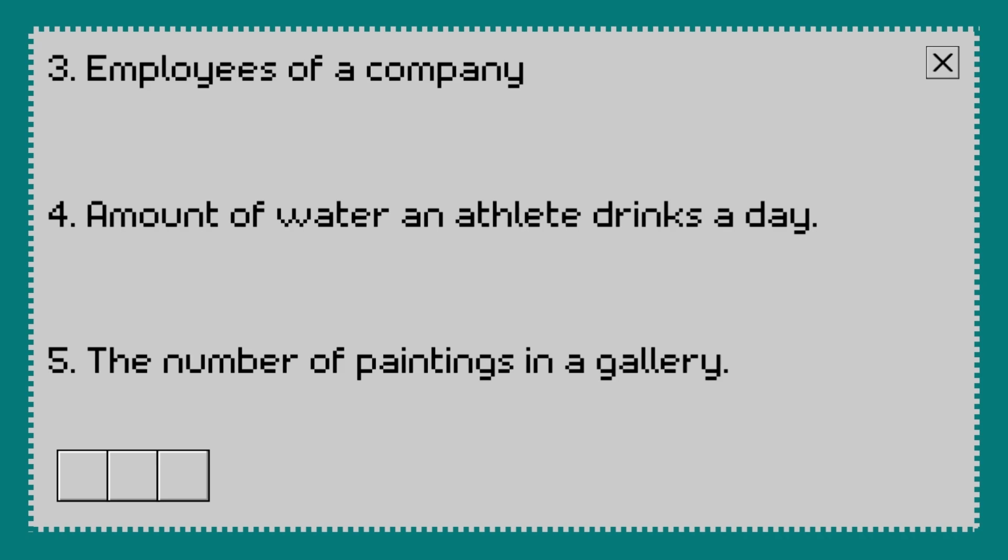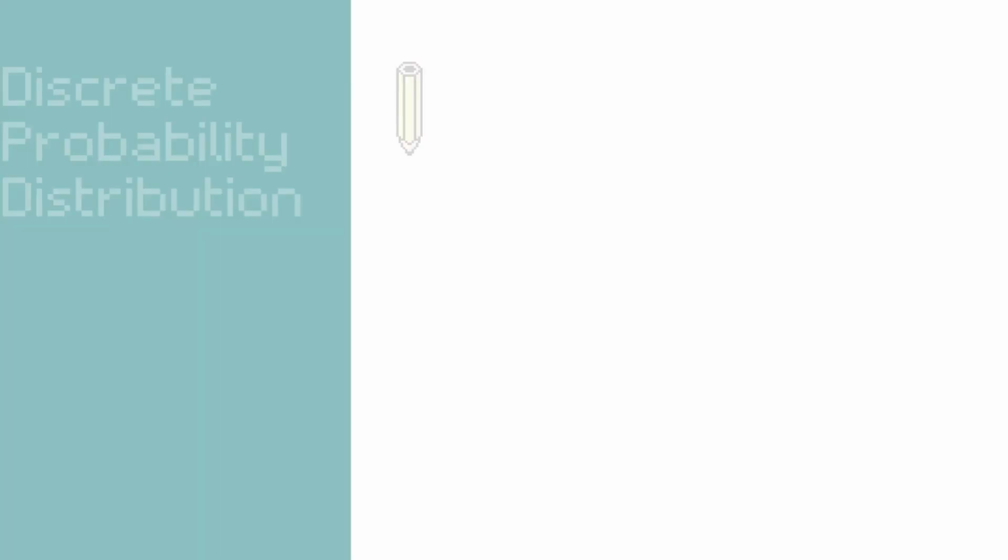And for our last one, the number of paintings in a gallery. Even though the paintings have different sizes, we're talking about the total number of paintings in a gallery. So we can count them as one painting each. And that is an example of a discrete random variable.